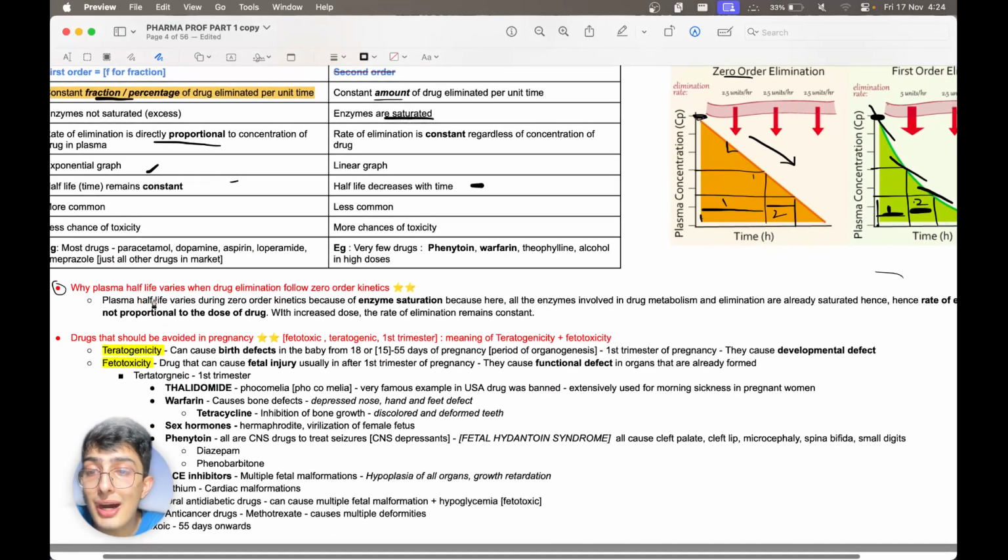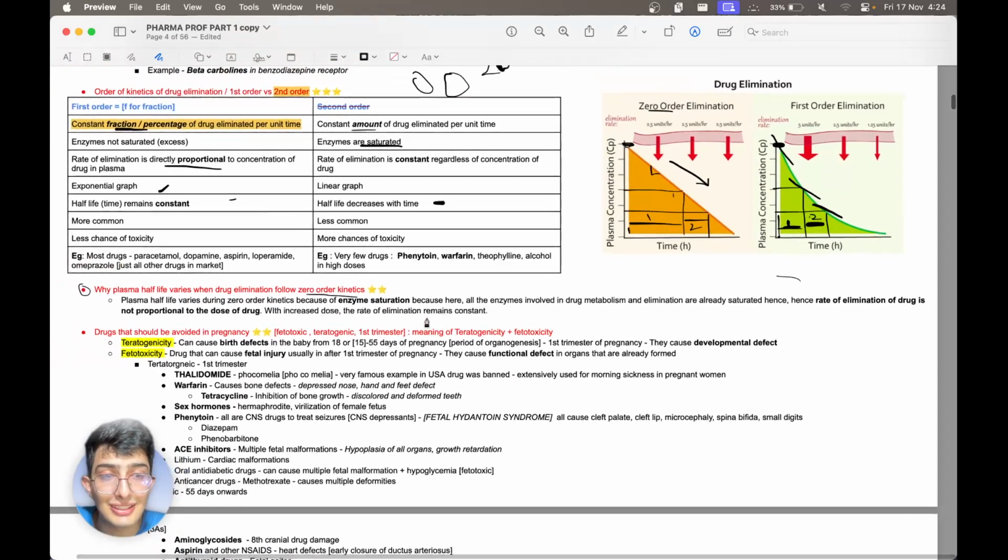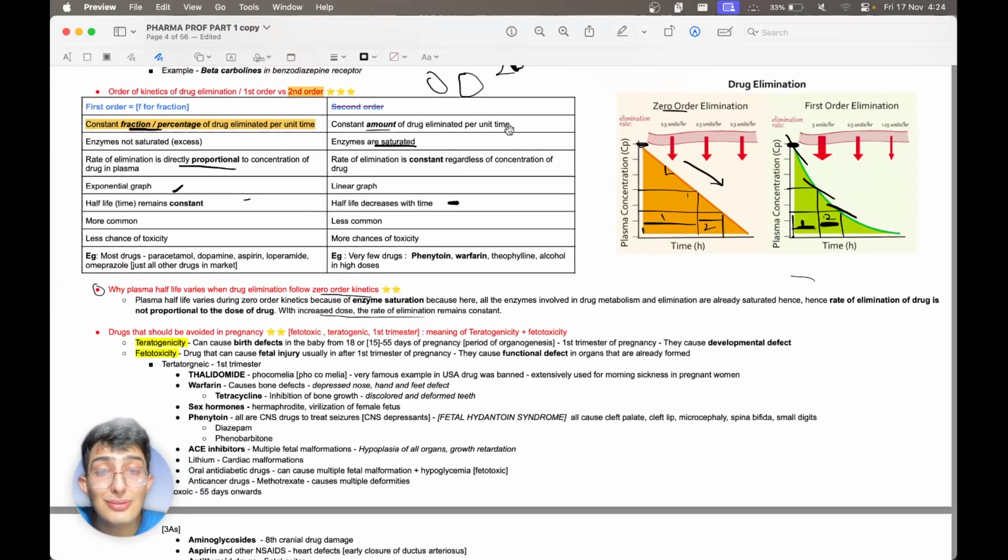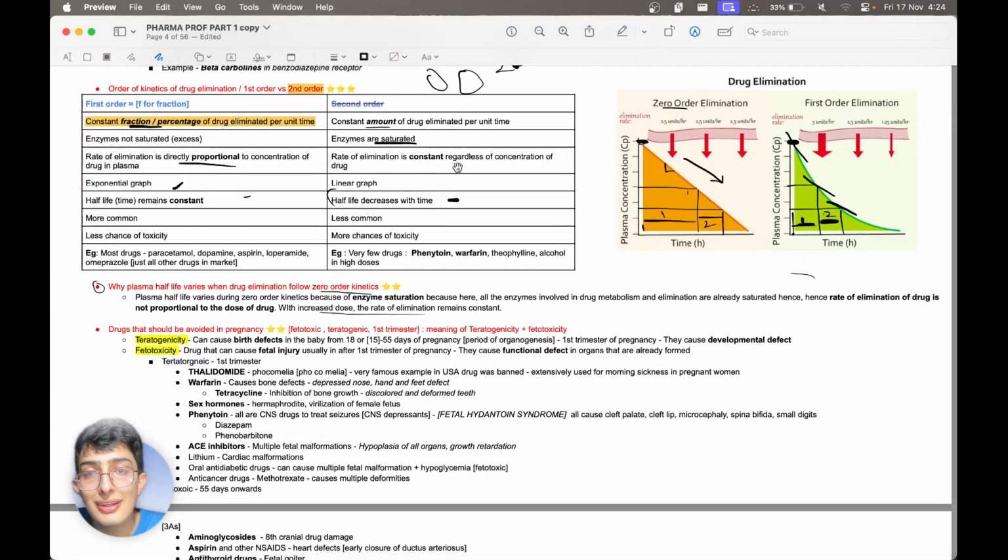So why does plasma half-life vary when drug elimination follows zero order kinetics, right? I have given the explanation here. The question is asking why the plasma half-life is not constant in zero order kinetics, and you can give the explanation that I've already given here, right? It's because due to enzyme saturation, the rate of elimination is constant. That's why it follows a linear graph. You can say it follows a linear graph. That's why when you look at the half-life, it is not constant like the first order kinetics.